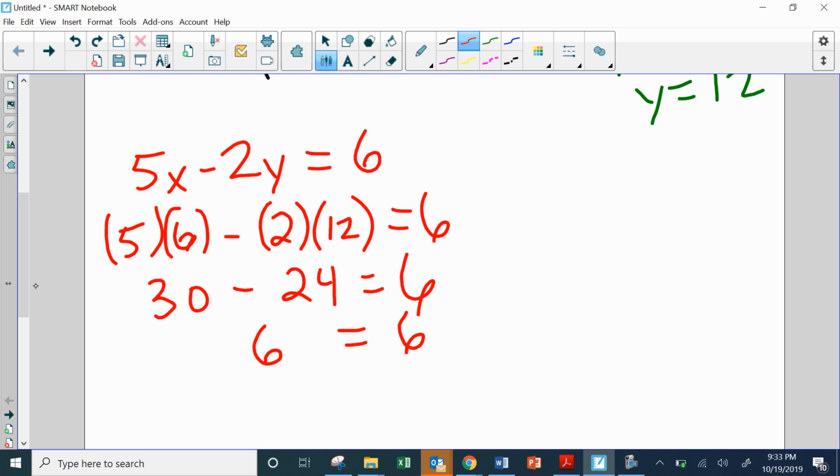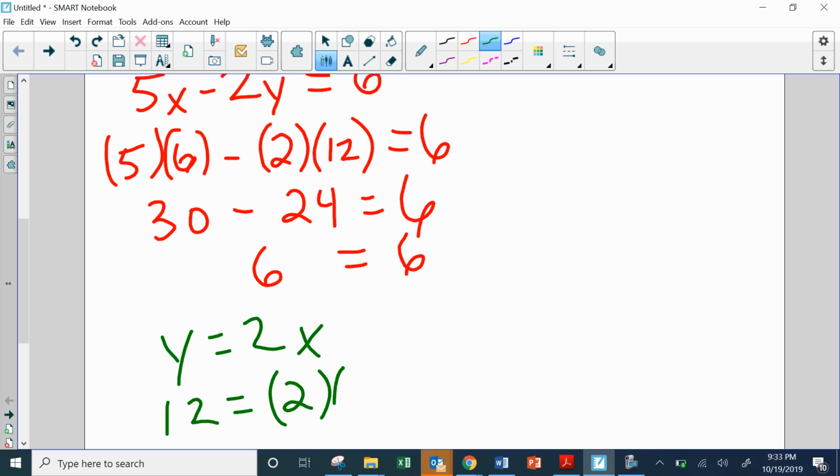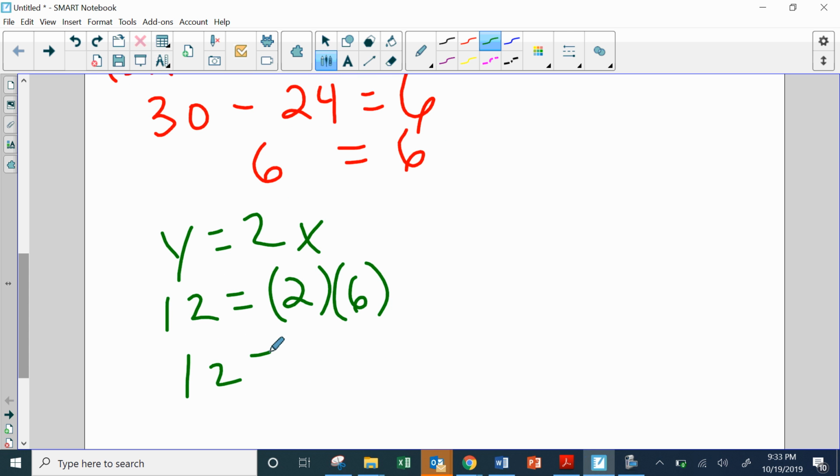All right, so now let's check it in the second equation. That's pretty easy because the second equation was just y equals 2x. Well, we said that x was 6 and y was 12. So 12 should equal 2 times 6. We kind of already know it does because that's how we figured out what y was in the first place. And sure enough, yes, 12 equals 2 times 6, which is also 12.